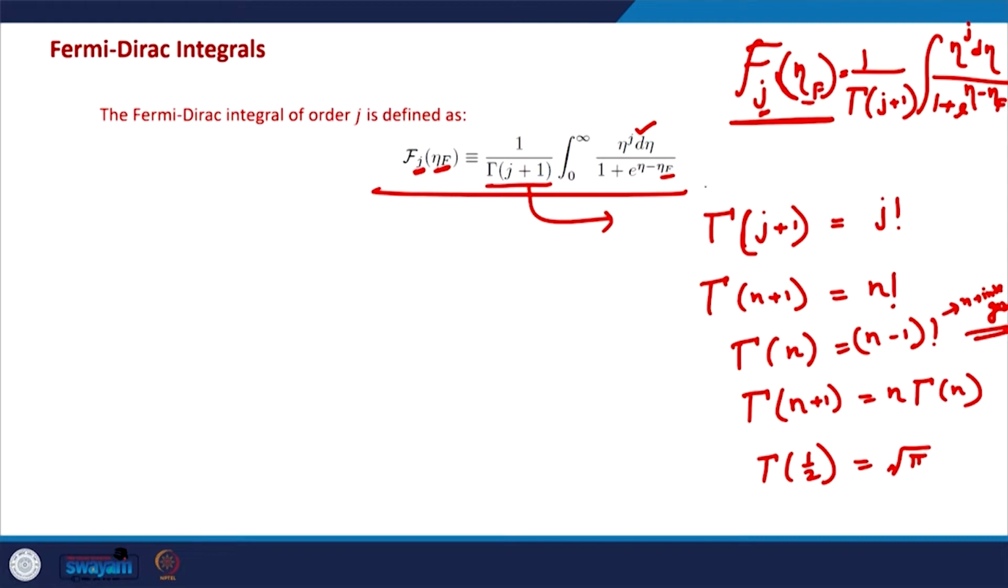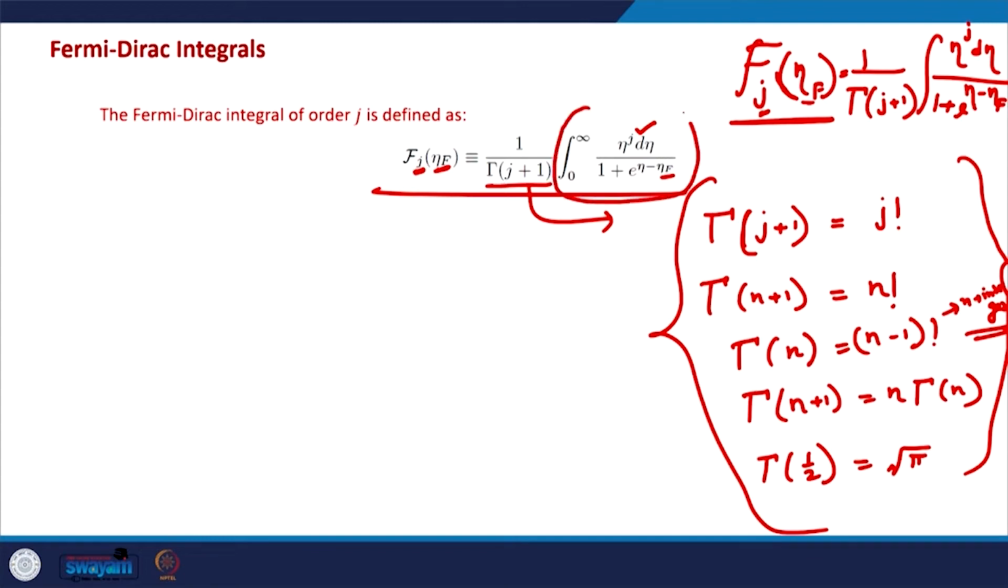So this is essentially the summary of the gamma function, and with this gamma function we can define the Fermi-Dirac integral function, in which there is an integral which looks like this, which is essentially the integral over parameter eta of the term eta to the power j divided by 1 plus exponential eta minus eta f, and along with this we have a normalization factor of gamma j plus 1.